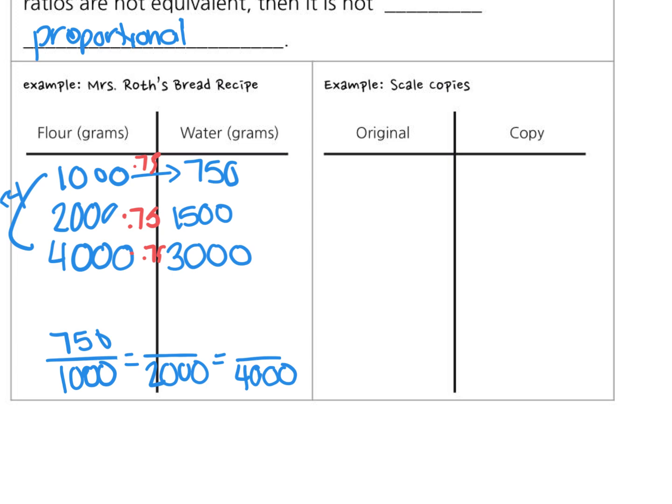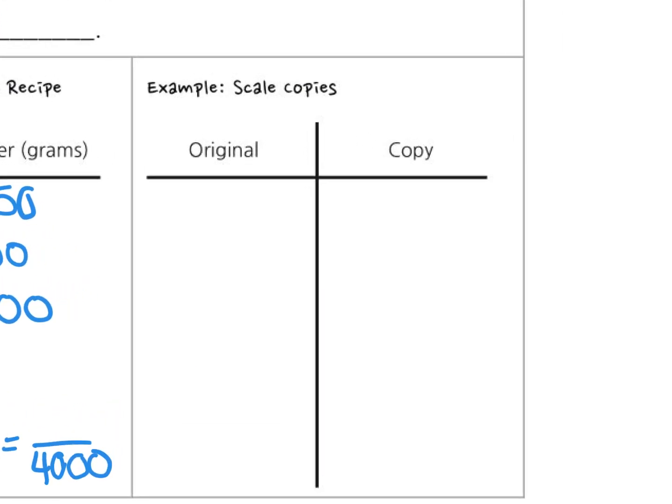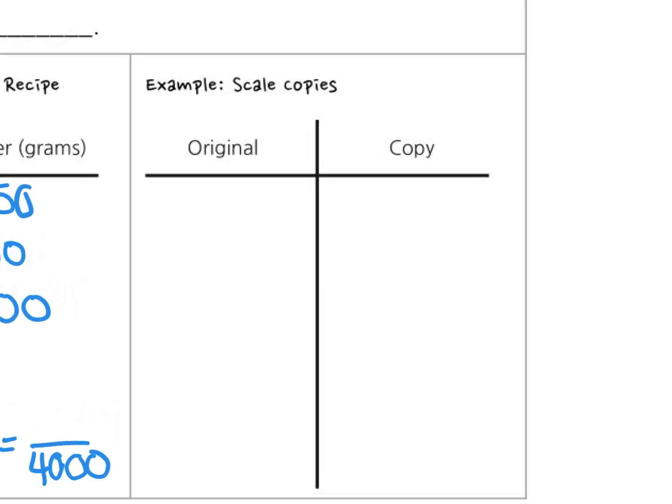All right, let's draw. Same thing, we just talked about scale copies. Those are proportional as well. Go ahead and draw yourself this triangle, and label the sides 1, 3, and 5. Those are going to be our original side lengths. And then our scaled copy is going to be bigger. It's going to have this side length labeled as a 4.